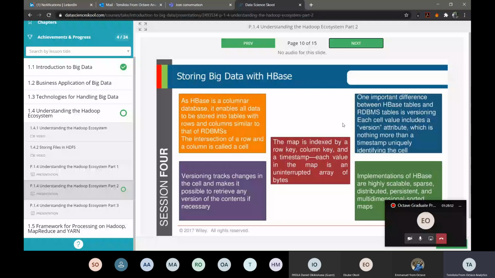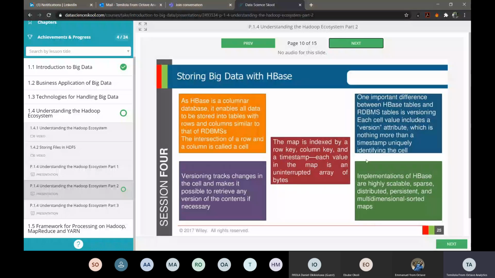So like I said, a major difference between HBase and your RDBMS is versioning. Your RDBMS, your relational database management system, does not have versioning, but HBase has versioning attributes, just like I told you. So HBase tables are highly scalable, sparsely distributed, persistent, and multi-dimensional sorted maps. So you have the different characteristics of HBase, which is an application used to interact with your Hadoop ecosystem.